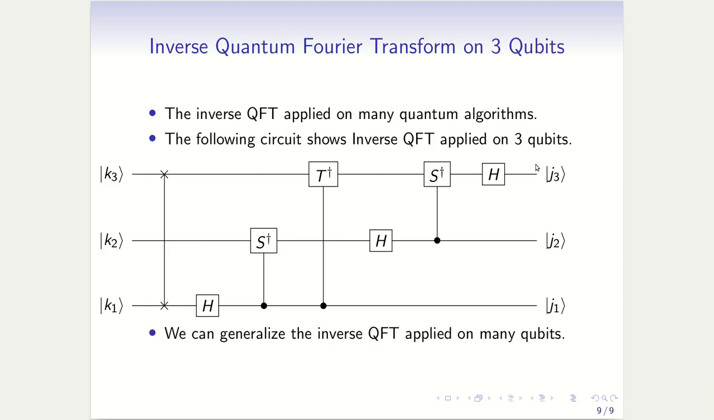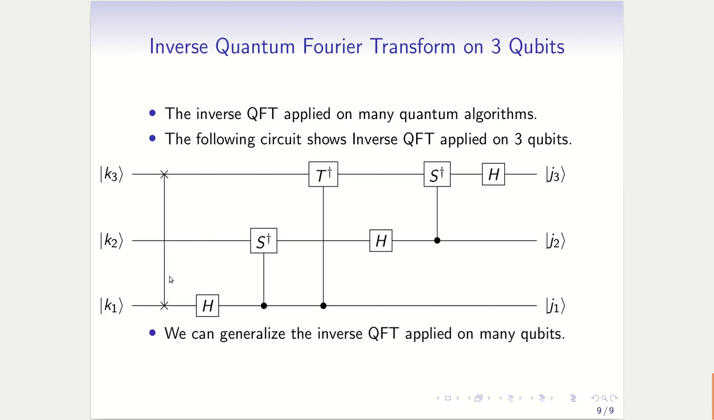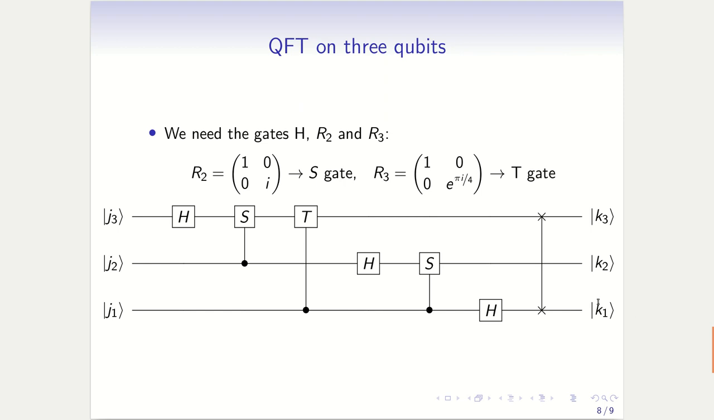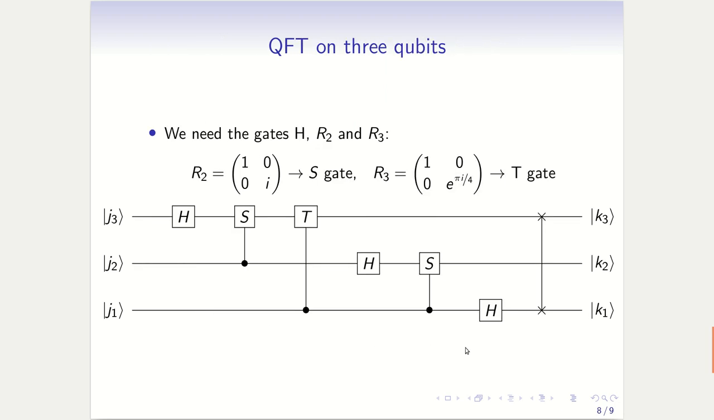And this is the inverse quantum Fourier transform. This is applied in many quantum algorithms. Okay, and this is on 3 qubits. So as you can see, this is exactly the inverse of the Fourier transform. When you see this one, we finished on the swap, but this will start from the swap. And as you can see, K1 has been applied lastly on Hadamard, so we have to first apply the Hadamard on K1 again.